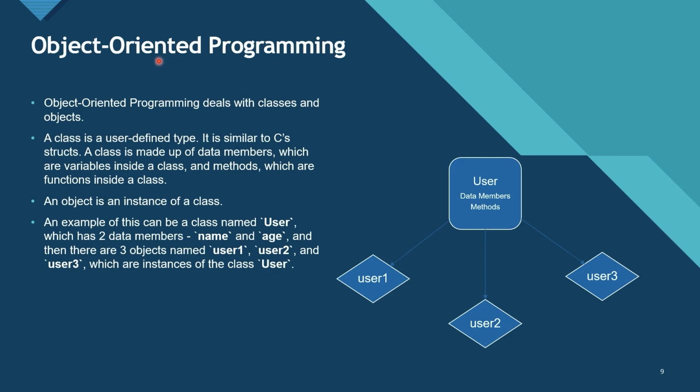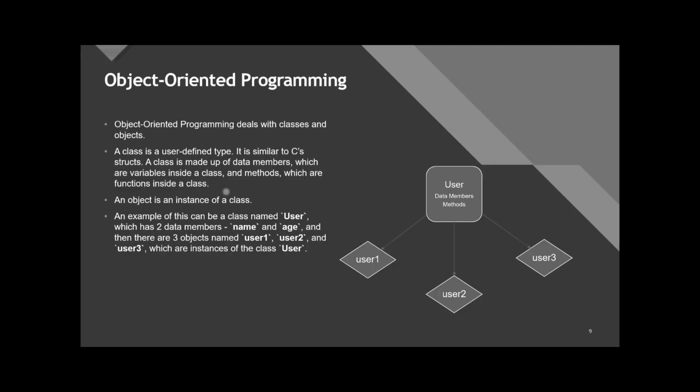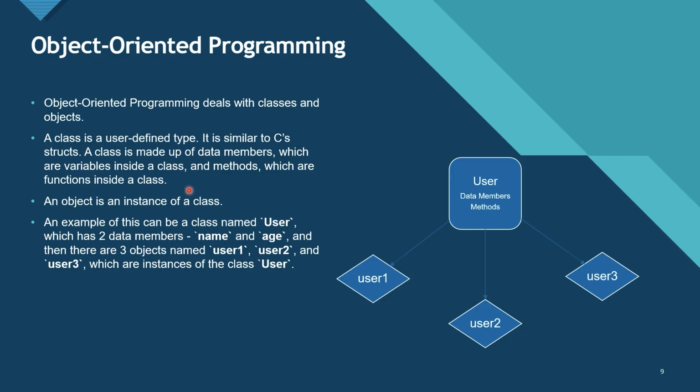Now let's talk about some things in object-oriented programming, or OOP for short. It deals with classes and objects. A class is a user-defined type. It is similar to C's structs. C has structs and C++ also has structs, but it has classes as well. A class is made up of data members, which are variables inside a class, and methods, which are functions inside a class. If you don't understand much of this, don't worry. We are going to look into object-oriented programming, not very soon, but after we have done the basics, and at that time you will understand everything.